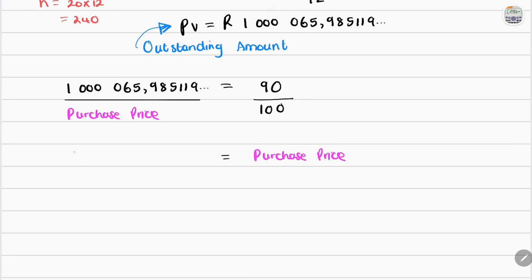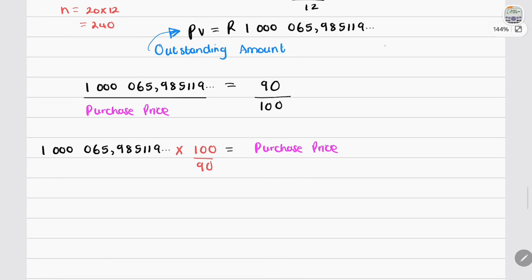But then when this stays here, the 1 million, what happens is this is going to come to this side. Okay, so we're transposing it. Whatever is in the numerator is going to go to the denominator, and whatever is in the denominator will go to the numerator. So you're going to take it over, and it's just going to multiply to this. It's now going to be 100 over 90. And then that will give us our purchase price.